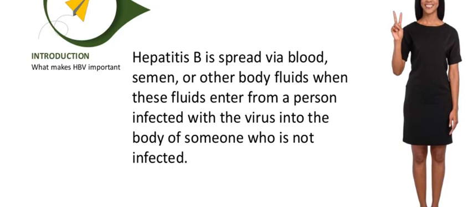How is hepatitis B spread? Through blood, semen, or other body fluids, when these fluids enter from a person infected with the virus into the body of someone who is not infected. In other words, the fact that you're exposed to blood does not automatically mean you have the infection. It is just that if the blood you're exposed to is from somebody who has hepatitis B infection, then you become a victim.